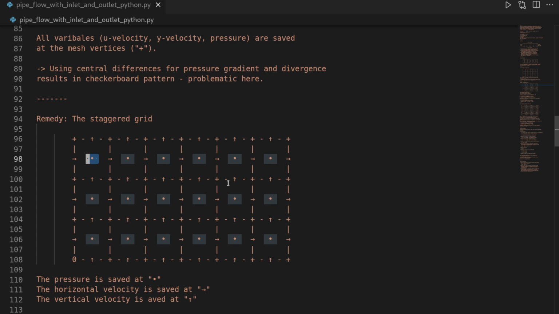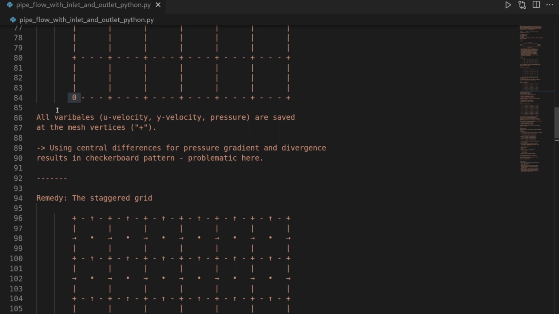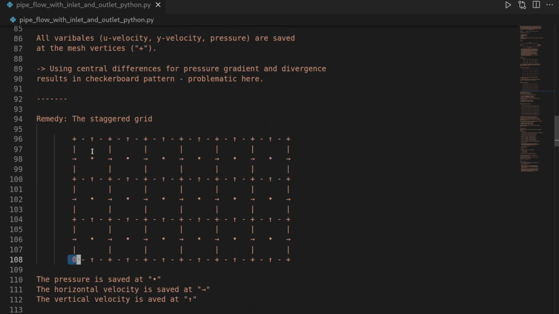And again, to remind you that we are still looking at the same domain, we have the zero on here, which indicates the origin of our coordinate system, which has stayed the same. So we have kept our original mesh, but our velocities and pressures are a little bit offset with respect to the mesh vertices. And for our implementation in Python, we have to now understand that the shape of the arrays in which we save our primary unknowns has changed.